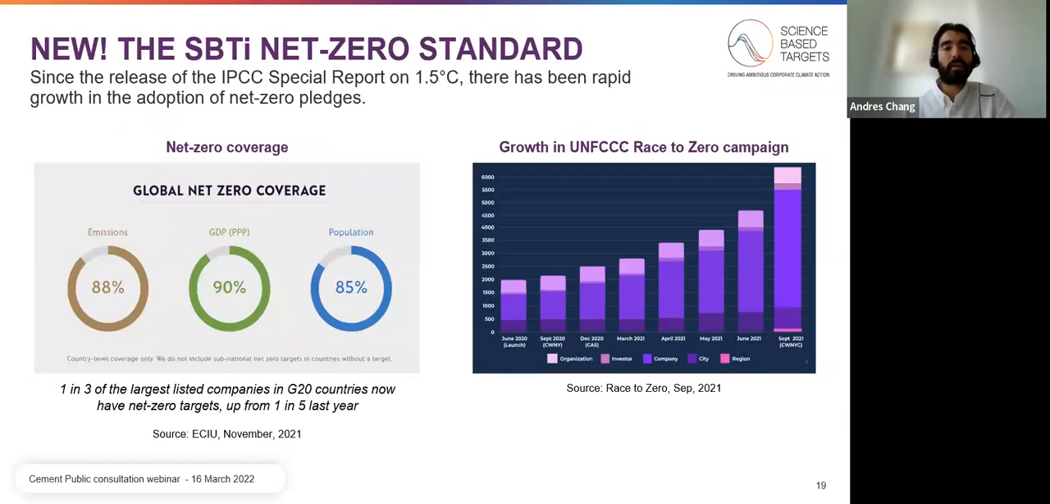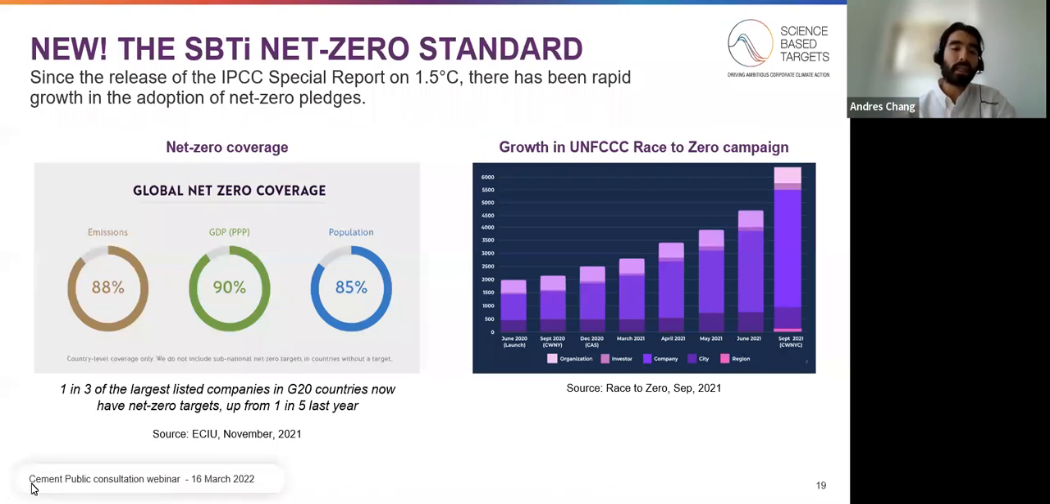In the next section, I'm going to talk about the SBTi's net zero standard. So when the SBTi was founded back in 2015, we were focused on near-term and mid-term targets. Those are emissions targets that go 5 to 15 years into the future. However, with the release of the IPCC's special report on 1.5 degrees, which really highlighted the importance of reaching net zero at the global level by mid-century, there's been a rapid and impressive uptake in net zero targets across the board. This includes country level targets, business targets, financial institution targets, city targets.